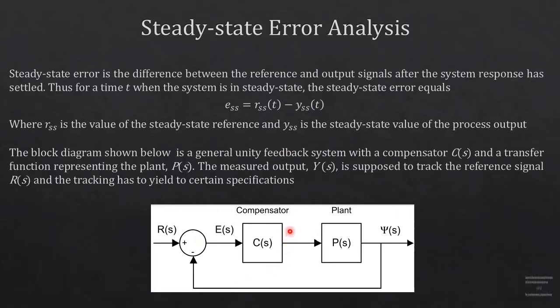Here C of S is the compensator, which is our PID controller. Here plant is our vertical takeoff landing system. The measured output is supposed to track the reference signal, and tracking has to yield certain specifications.